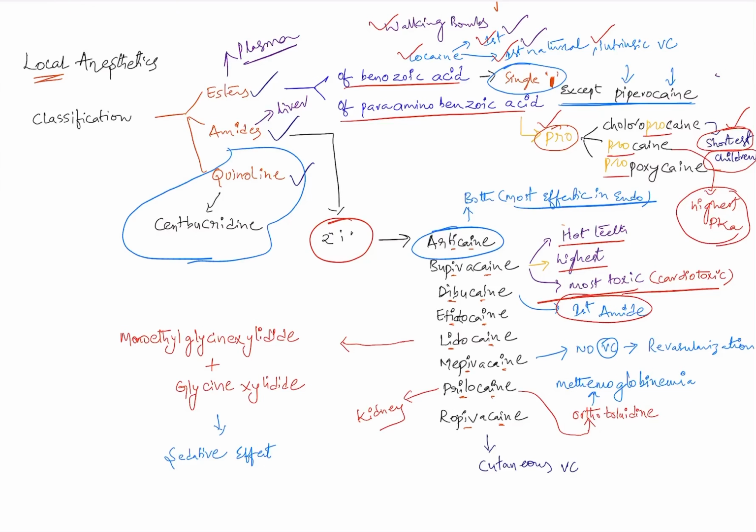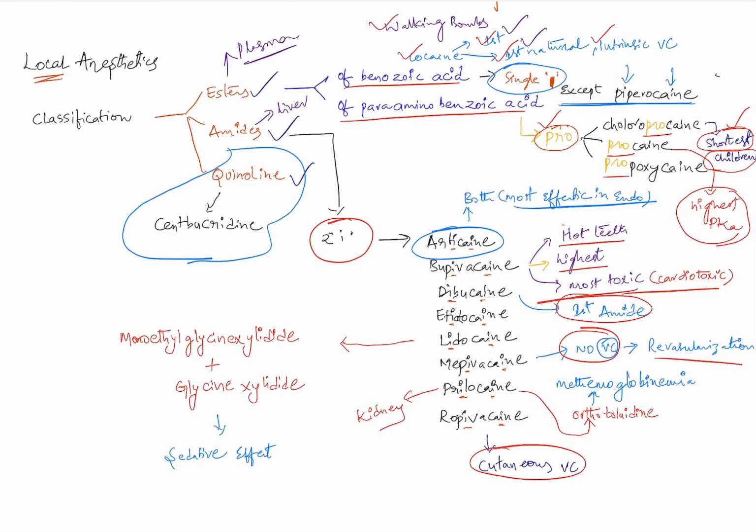They can ask you, which of the following anesthetics can be used without any vasoconstrictor? The answer is bupivacaine. And they can ask you, which is the local anesthetic of choice in revascularization? I hope you remember the pulp revascularization therapy is there, right? In such conditions, the LA that should be used in revascularization therapy is bupivacaine, because it does not have any vasoconstrictor in it. They can ask you one more question. Cutaneous vasoconstrictor is present in bupivacaine.